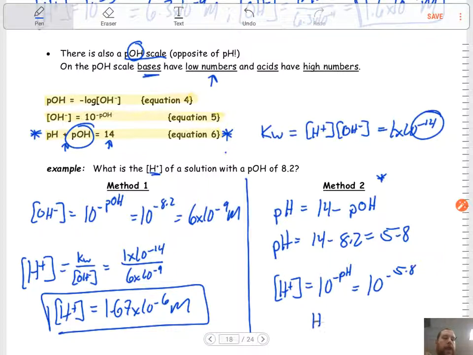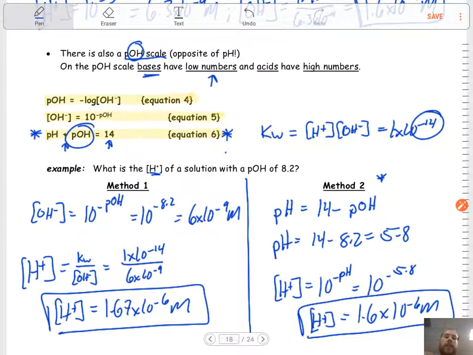And when I do that, I should end up with the exact same answer. Now, they might be slightly different just because of rounding purposes, guys, but all in all, they're the same. So this is 1.6 times 10 to the minus 6th molar. Okay, so either way you get to the same answer, but there's two routes that you can go.